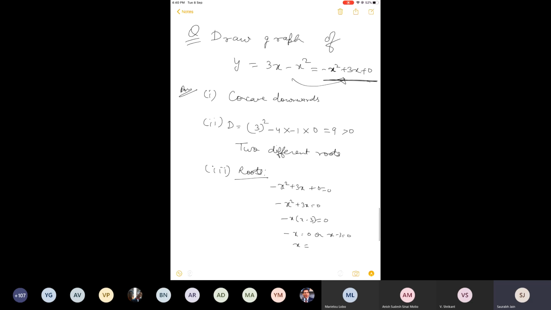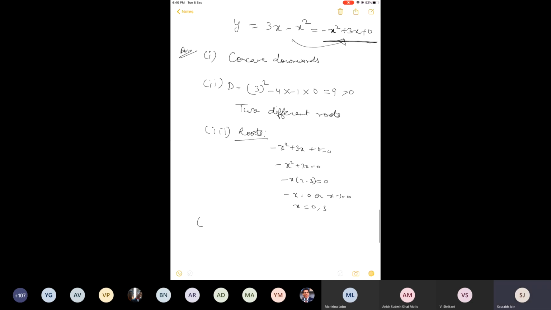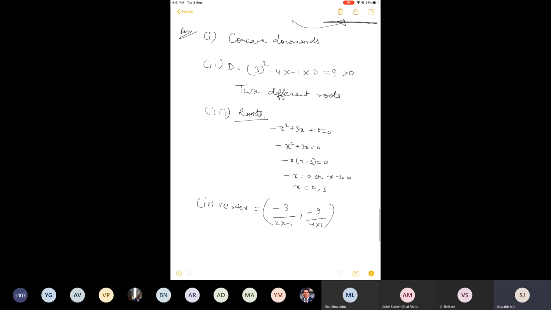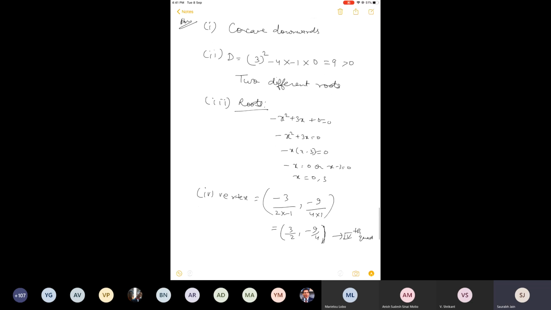Okay. So concave downwards, two different roots. That means it will cut the x-axis at 2 points. Those values are 0 and 3. Fourth is the vertex: minus b by 2a, comma minus of discriminant by 4a. A is minus 1 here, and the discriminant is 9. This comes out to be 3 by 2 comma minus 9 by 4. It is fourth quadrant again, x positive, y negative. And finally the last thing.